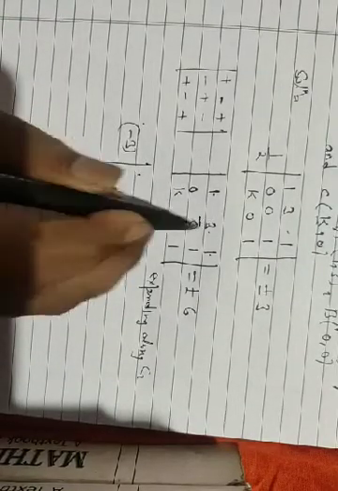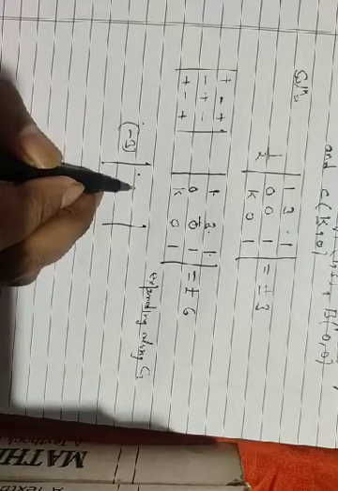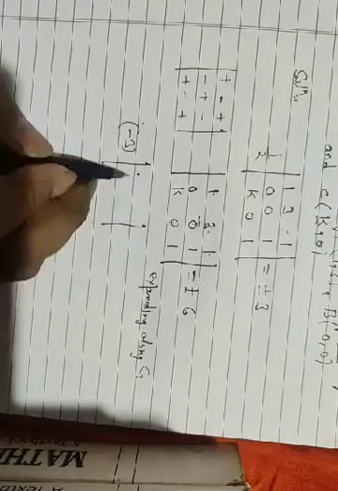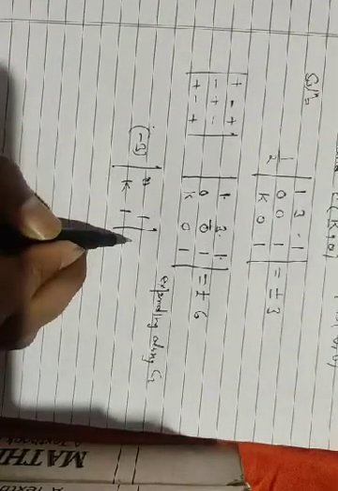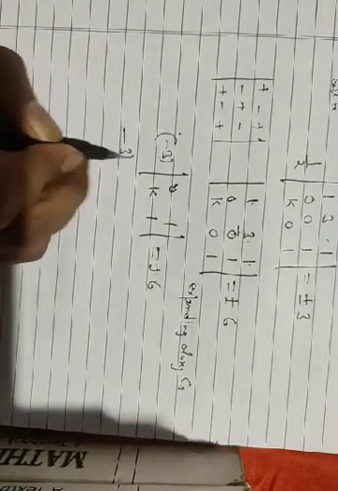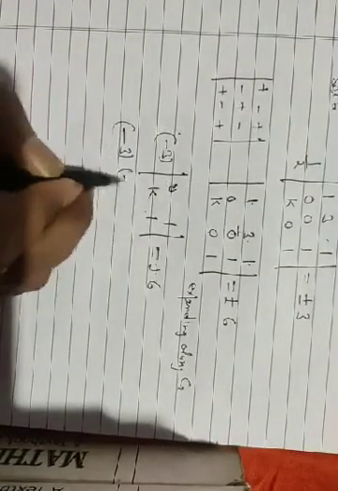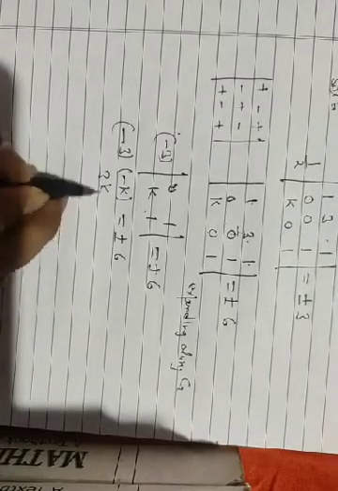Then what do we have? We have 0, 1 and k, 1 equal to plus minus 6. Now we are going to solve it. We have minus 3 times this, which is 0 minus k, equal to plus minus 6. We have 3k is equal to plus minus 6.